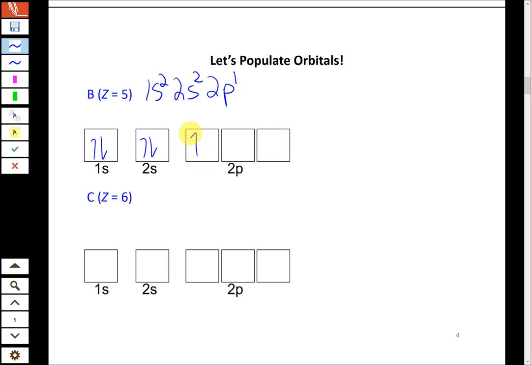But again, if you're doing multiple choice questions where we give you these diagrams, keep in mind that that 2p electron can be in any of those 3 orbitals, and it can be spin up or spin down. There's no energetic difference between those.